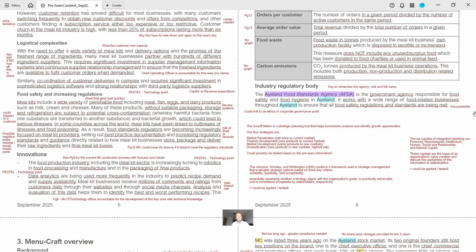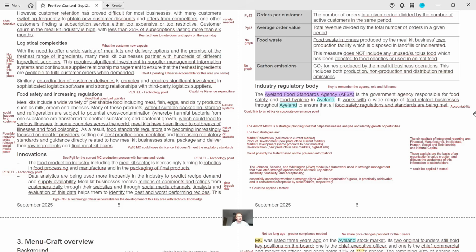But this requires significant investment in supplier management information systems and continuous supplier relationship management to ensure that the freshness of the ingredients are available to fulfil the customer's orders when they are demanded. So if you've got customers demanding curry dishes or Caribbean dishes, or maybe, who knows, English dishes, whatever it may be, the Chief Operating Officer is accountable for this area. We're not told who that is, but they are part of the board of directors.